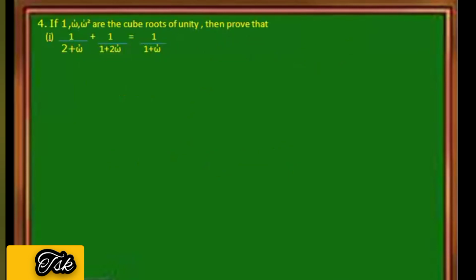So next problem. If 1, omega, omega square are cube roots of unity, then prove that 1/(2+omega) + 1/(1+2omega) = 1/(1+omega). Take LHS. LHS is 1/(2+omega) + 1/(1+2omega). RHS is 1/(1+omega). So let us simplify LHS.